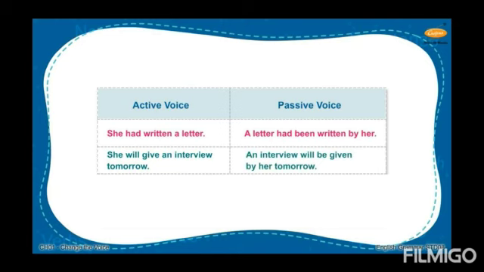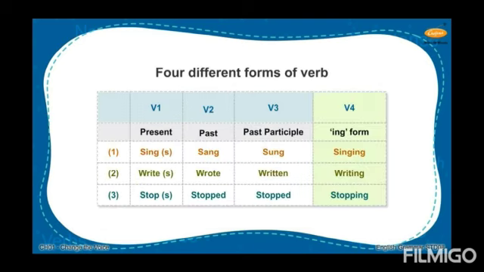Now let us see some more examples. There are 4 different forms of verb: present, past, past participle, and ing form. We have already studied this in the previous classes. Sing or sings, the past tense is sang, past participle sung, and ing is singing. Similarly, write, writes, past is wrote, past participle written, and ing form is writing.